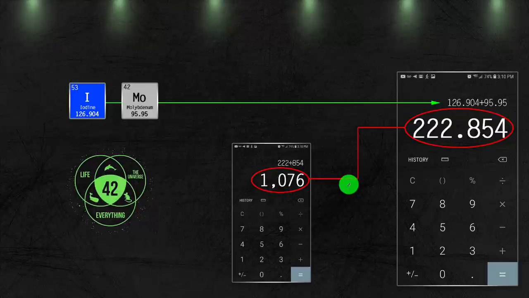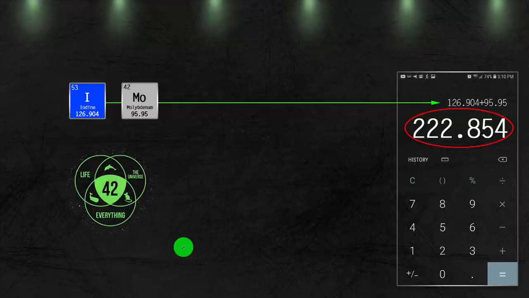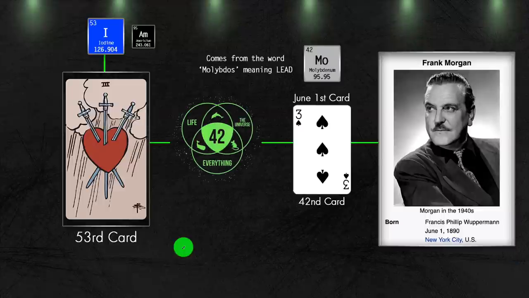But what was even more fascinating about this, I decided to go deeper. And I decided to do the conversion of this in temperature. And there it was. Undeniable. Using just simple conversions of temperature that occur in nature, 107.6 degrees Fahrenheit is 42 degrees Celsius. And we have life, the universe, everything. All found from the guy casted to play the Wizard of Oz.